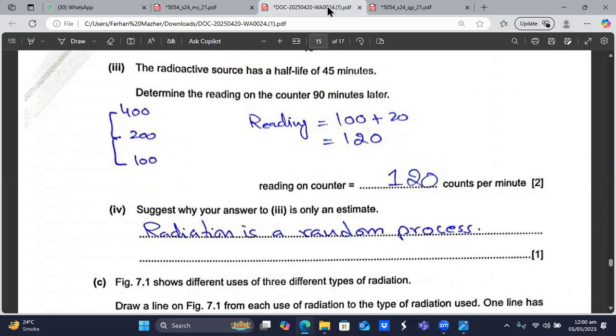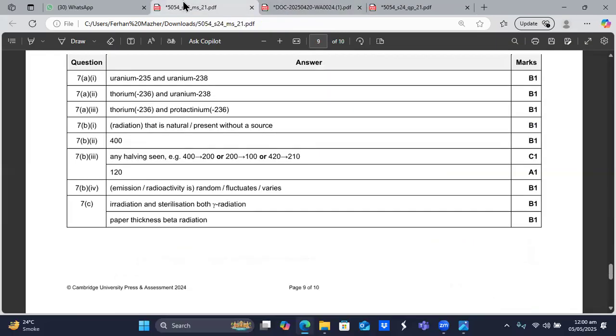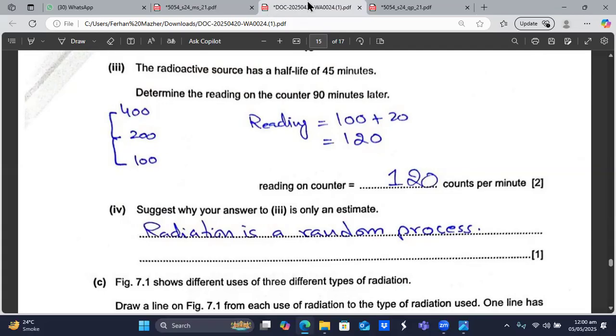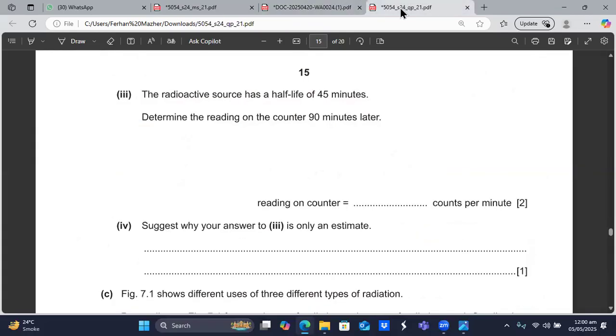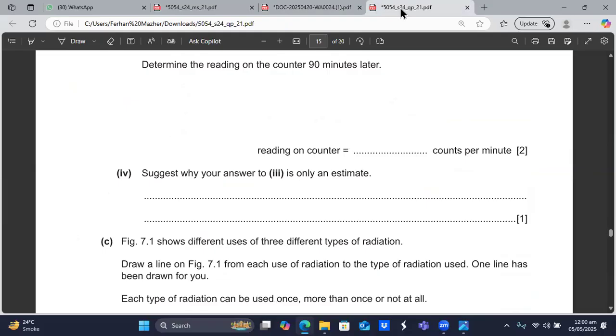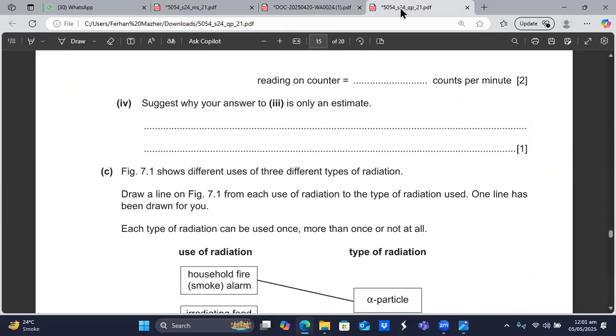So the reading on the GM tube will be 100 due to the source plus the 20 due to the background. And the reading on the GM tube will be 120 counts per minute. 120 counts per minute, our answer is right. I hope you understand. And the half-life is applied to the reading which is purely due to the source.